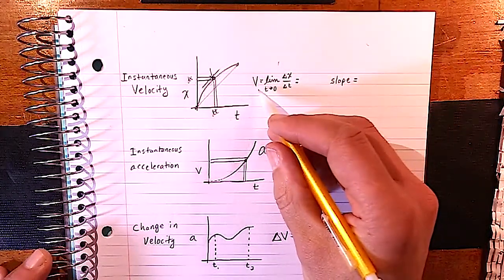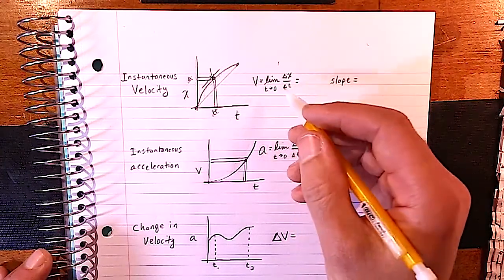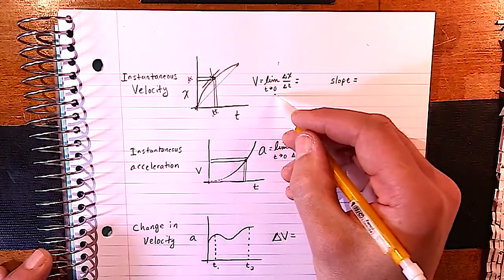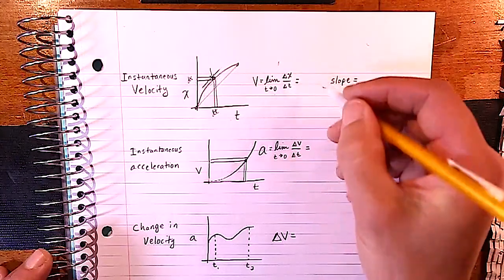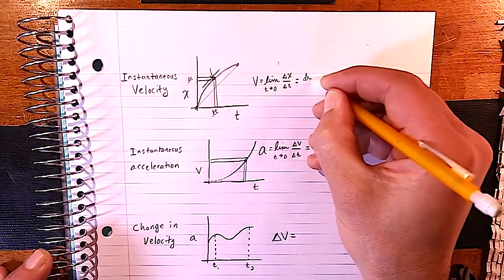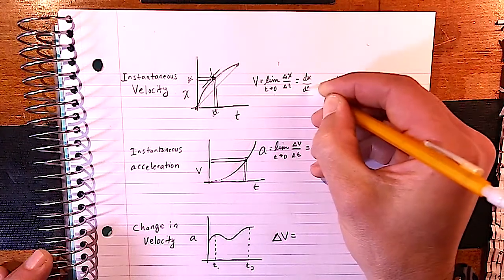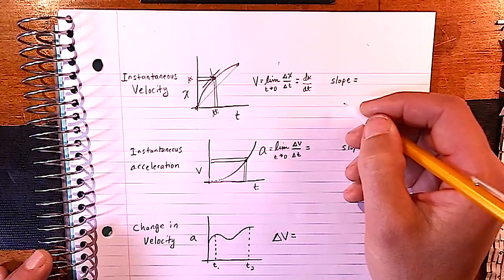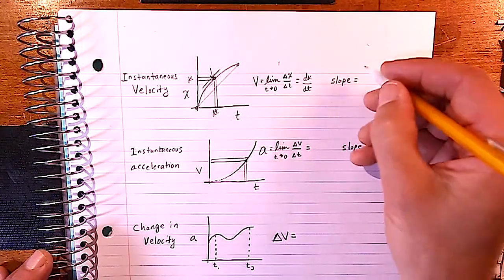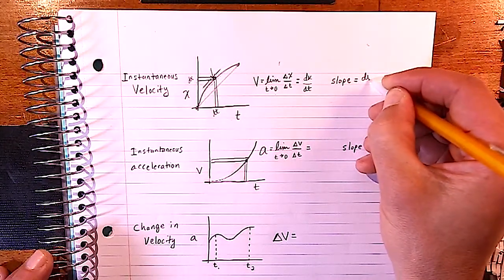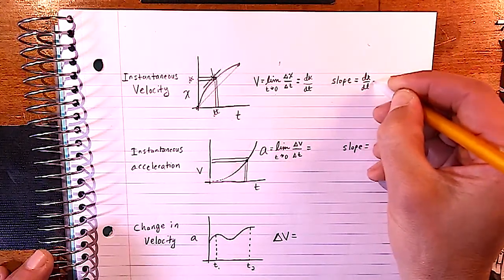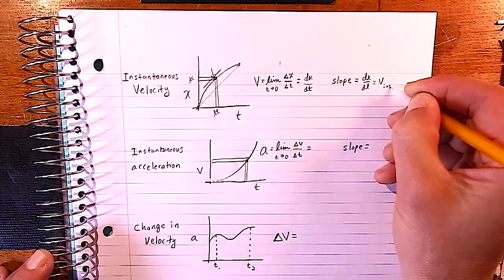So what is instantaneous velocity? As the limit of delta t approaches zero for delta x over delta t, we get closer and closer to the instantaneous velocity, which is dx over dt. So what's the slope? The slope is dx over dt, which is v inst.